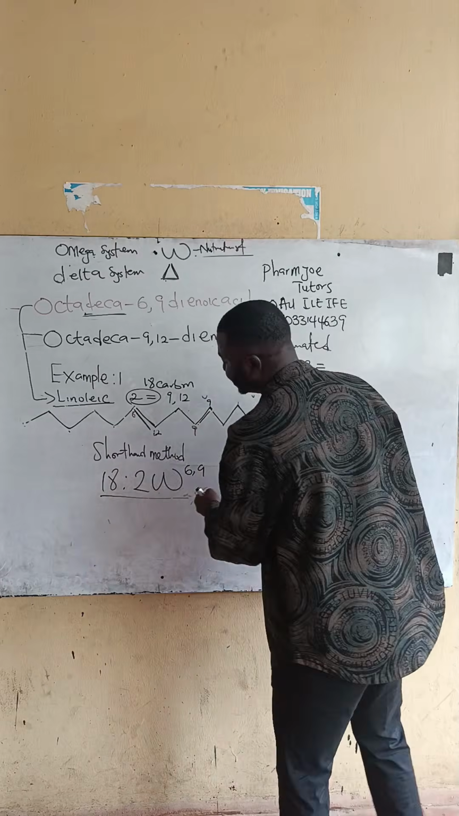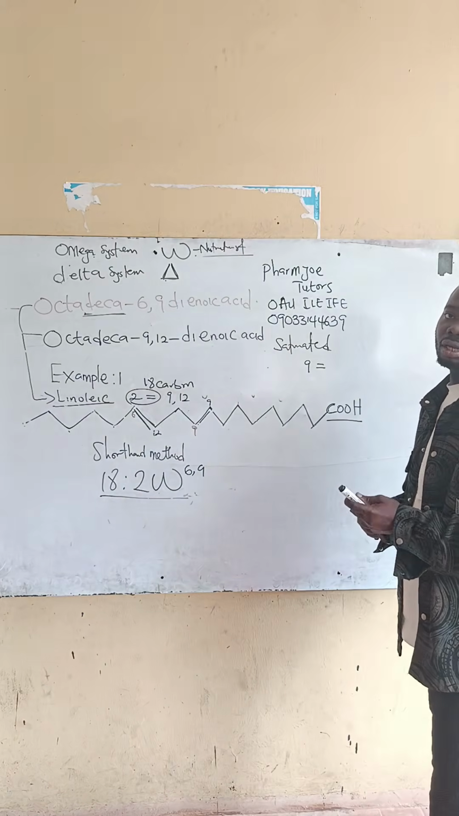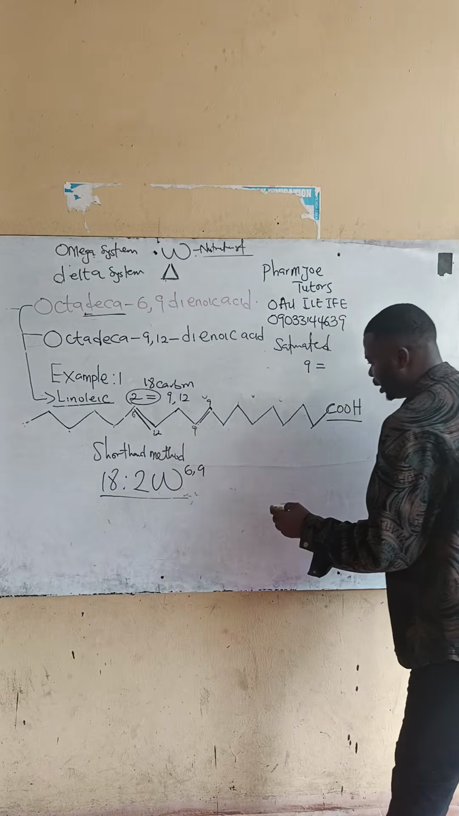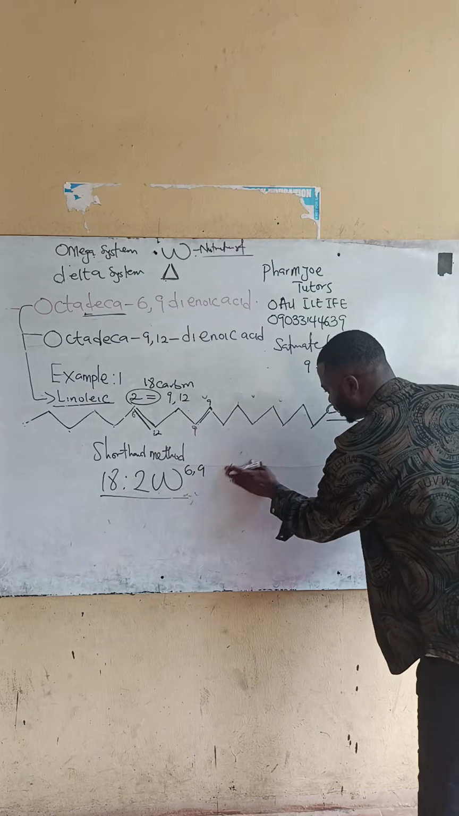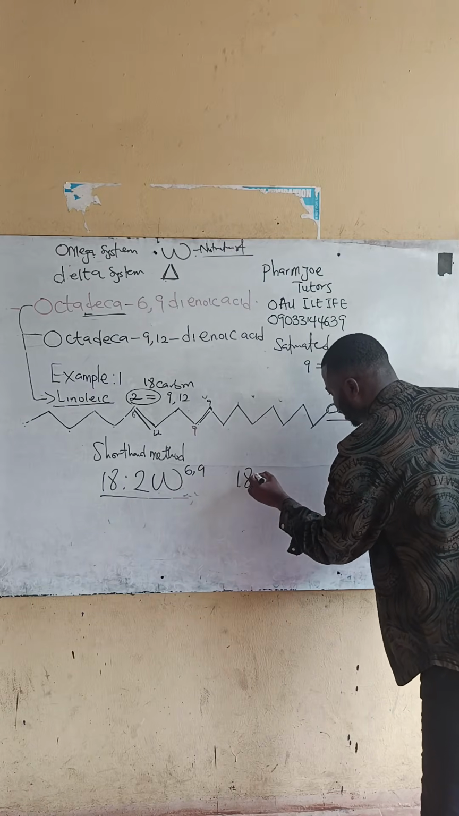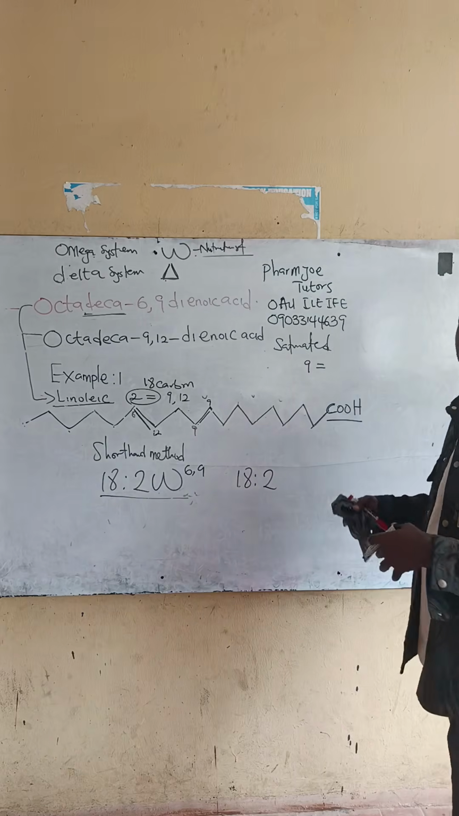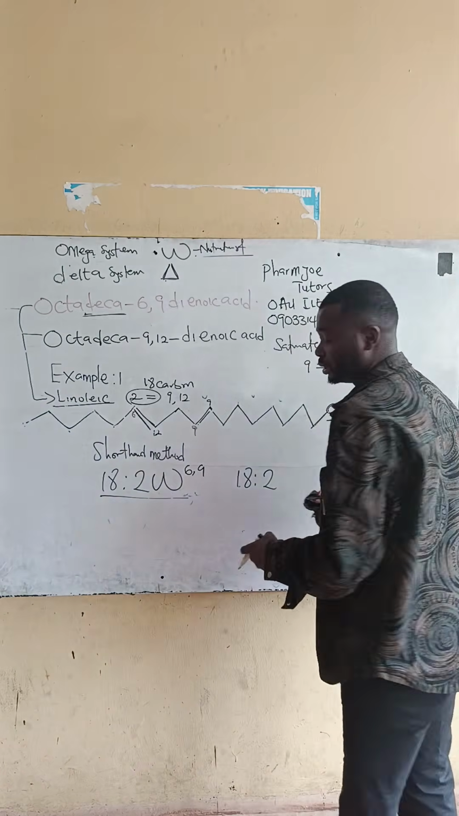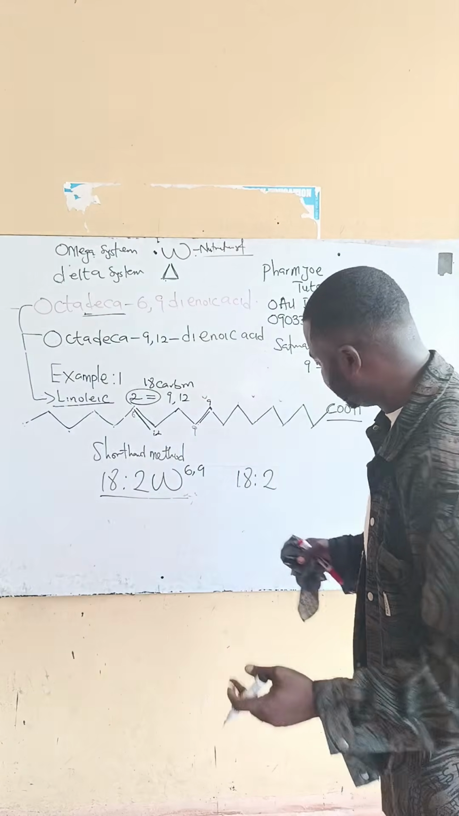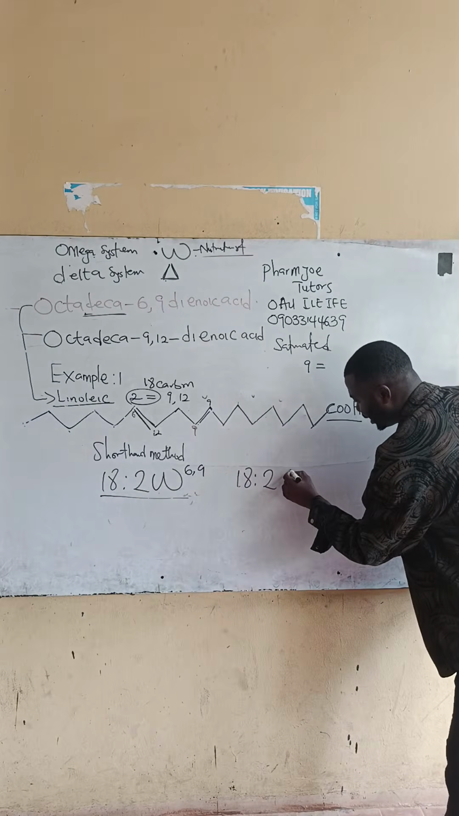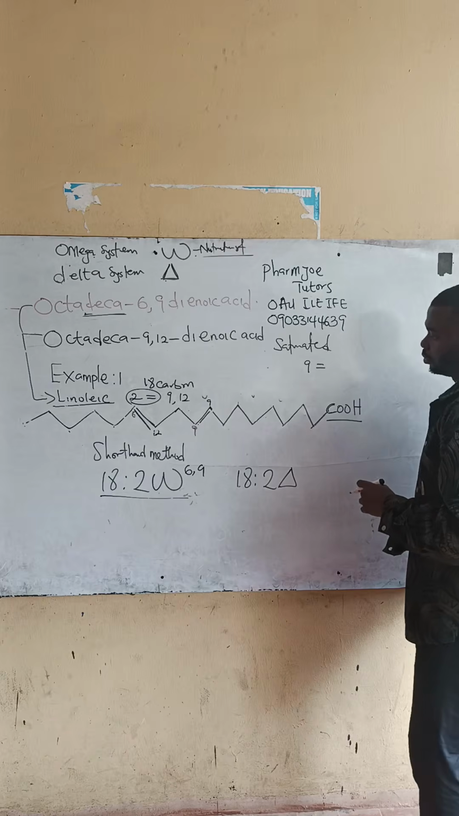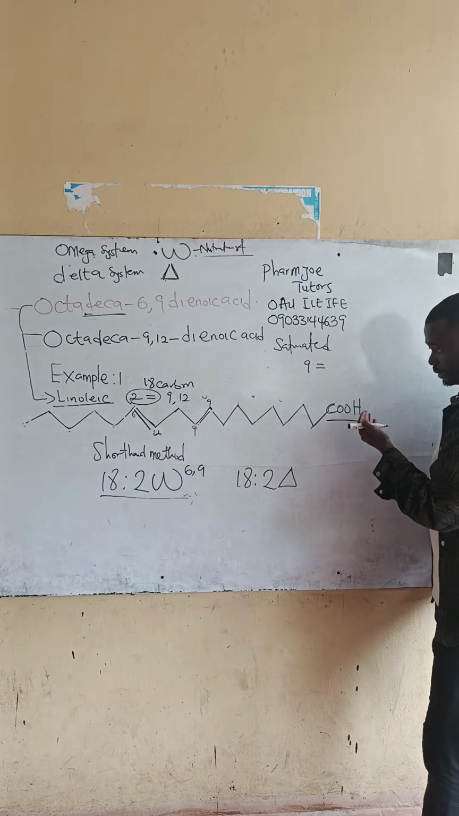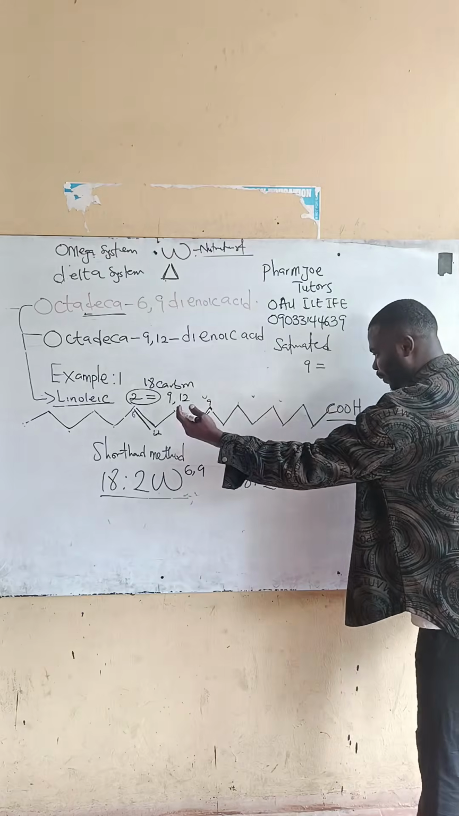Now if I want to repeat the same thing, we can repeat it also in delta, while this is omega. In delta, you say 18:2. 18 means 18 carbons, 2 means it has two double bonds. Now, if I'm using delta, 18:2, two double bonds are present there. Is that okay?